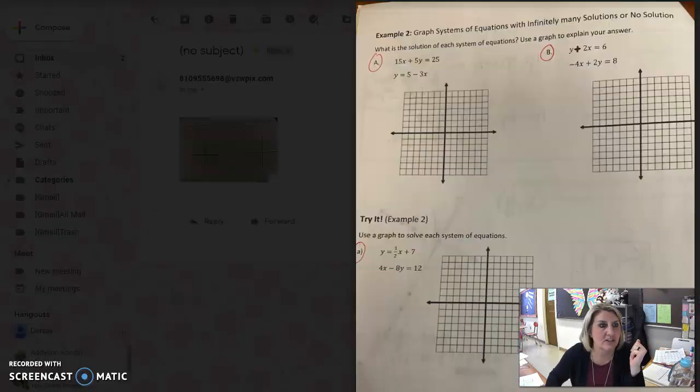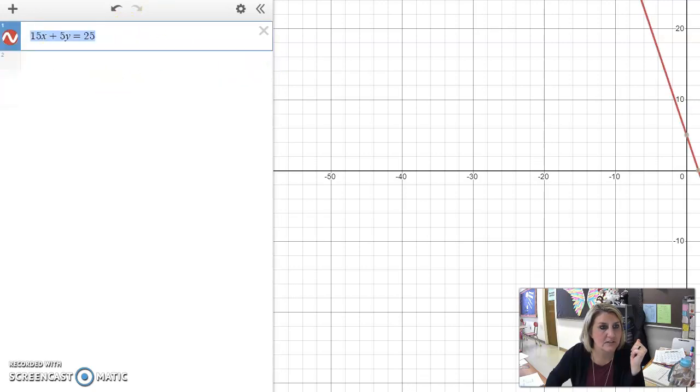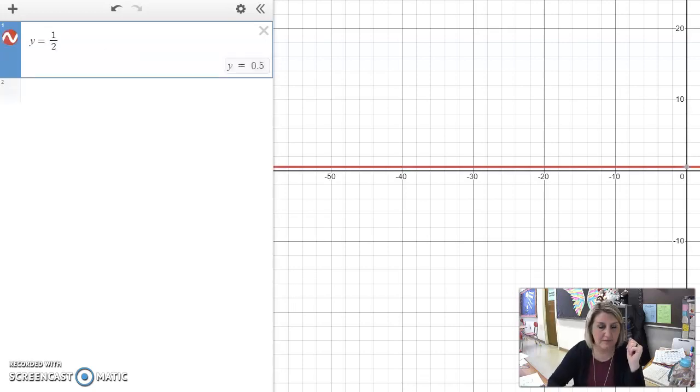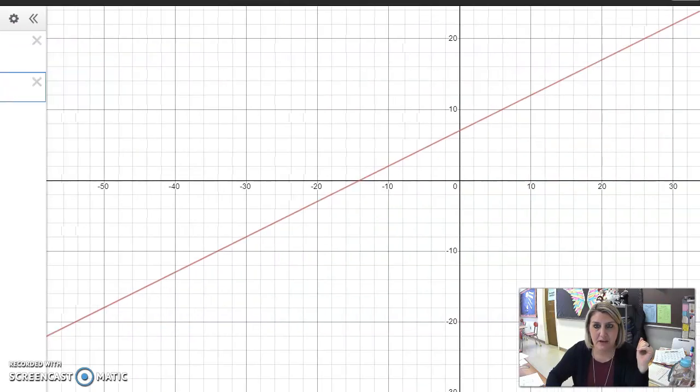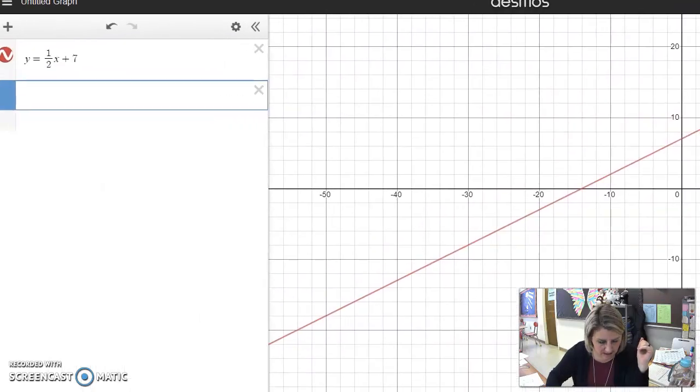Now we're going to take a look at this one right here. X it out, delete that out. So it says y equals 1/2, which is just 1 divided by 2. And then press the right arrow key to get out of the denominator. X plus 7. So there's my first line. See, it's in red right there. And then I'm going to type in my next one, 4x minus 8y equals 12.